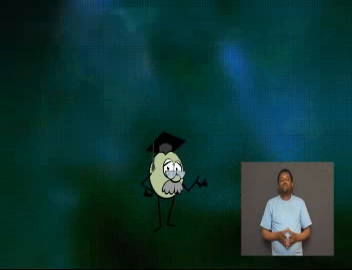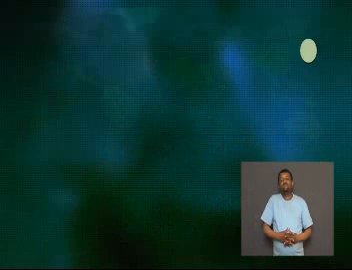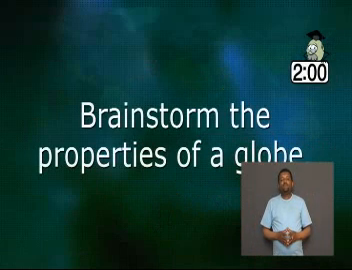Students, we have talked a lot about maps so far in this unit. Please take a couple of minutes right now to brainstorm the properties of a globe. You may work with a partner. Students, let's get ready. Begin.